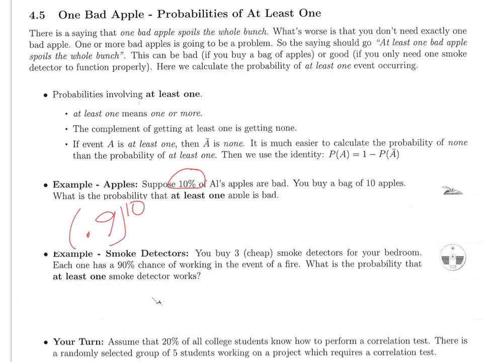Why am I raising it to the 10th power? Because there's 10 apples, right? So that worked out to be 0.34867 and so on. Now we subtract that from 1, and that'll account for the probabilities of all the other events. So 1 minus that answer is going to be 0.651ish.